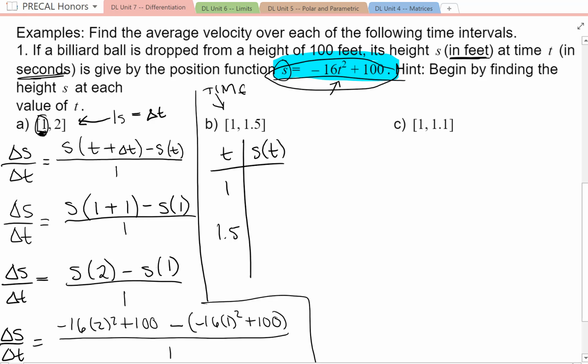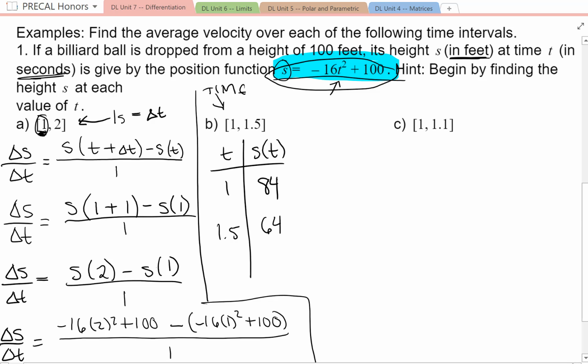So all you need to do is plug in 1 into the position function, and then plug in 1.5 into the position function. This one was 84 from part A. When you plug in 1.5 into the position function, you end up getting 64.